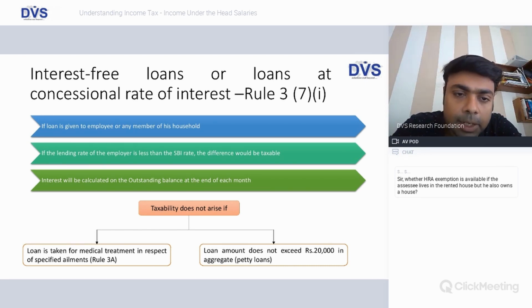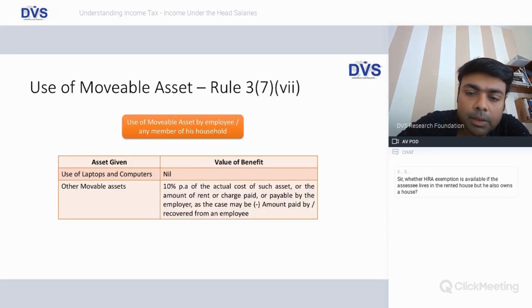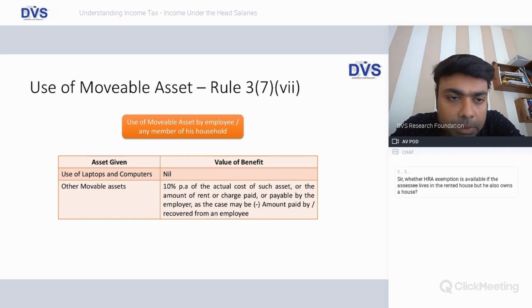Now, for this, you will take the SBI's benchmark rate for a similar product at the beginning of the previous year. Exceptions being if the loan is taken for a medical emergency or if the loan amount does not exceed 20,000 in aggregate, then in both these circumstances, automatically you will not be required to determine value of taxable perquisite.